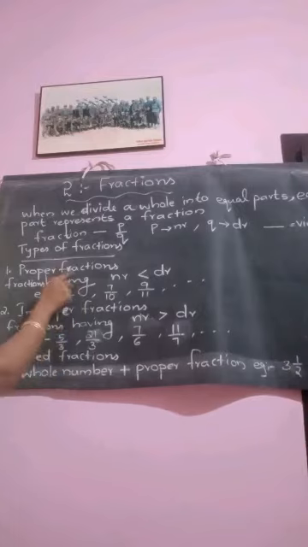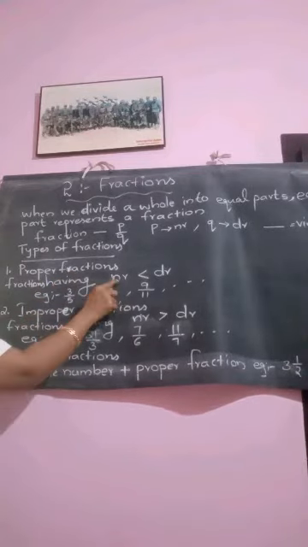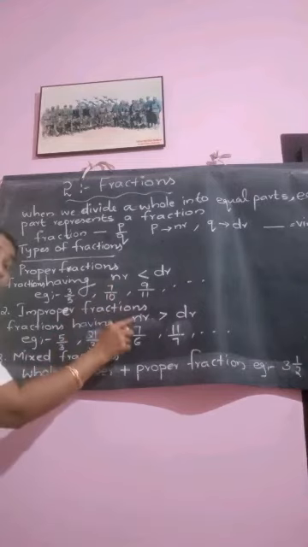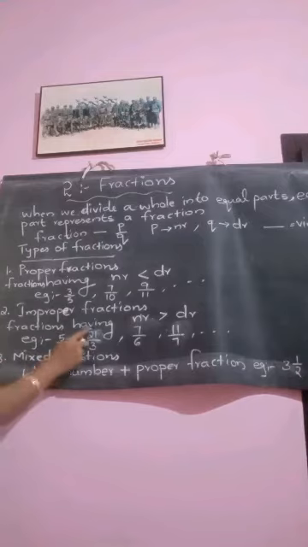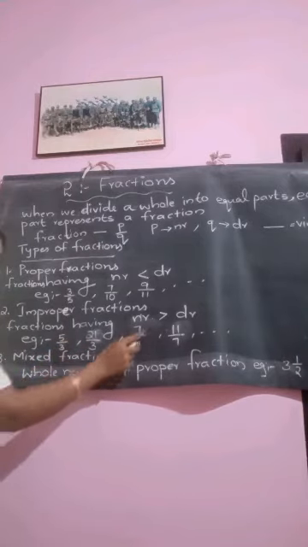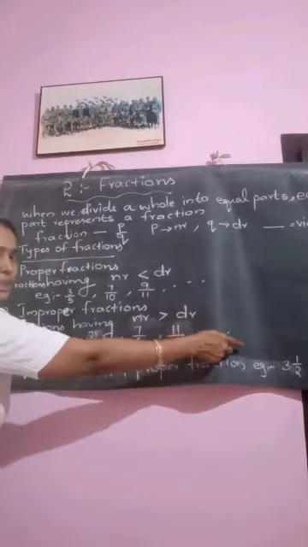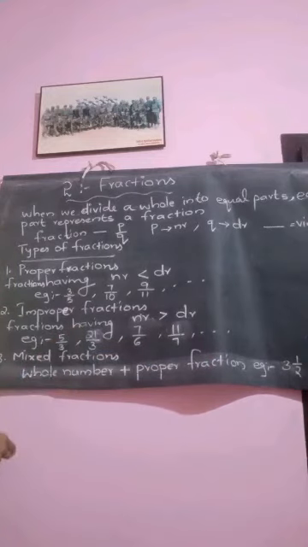Then the next one, improper fractions. Improper fractions means just the opposite of this one. That is, fractions having numerator greater than denominator. They are 5 by 3, 21 by 3, 7 by 6, 11 by 7, etc. are called improper fractions.